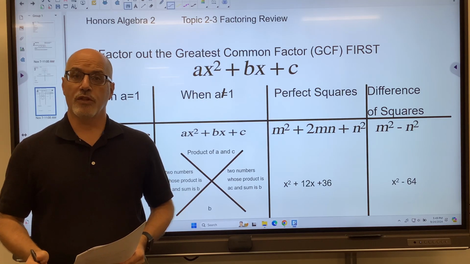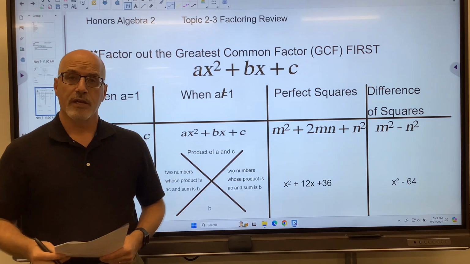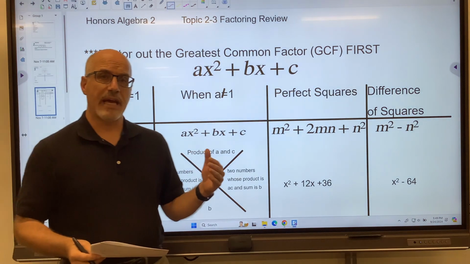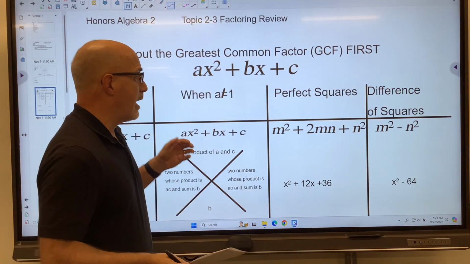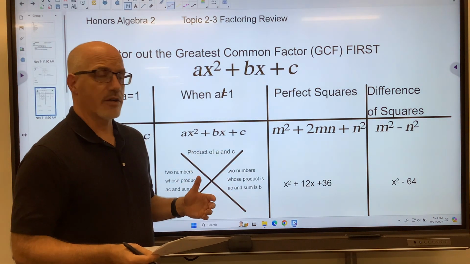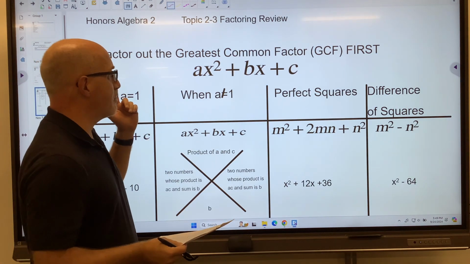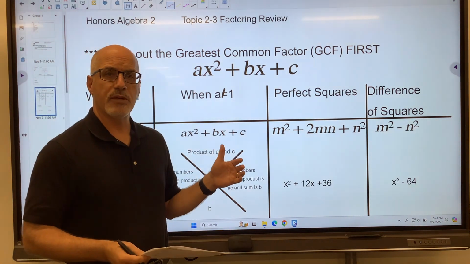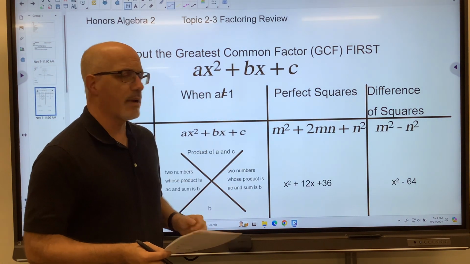For this lesson, we're going to look back at factoring. This will be a review of factoring patterns that you've used before, and we're going to summarize them into one chart. So our objective for this is to be able to factor trinomials and also start to factor binomials as well.